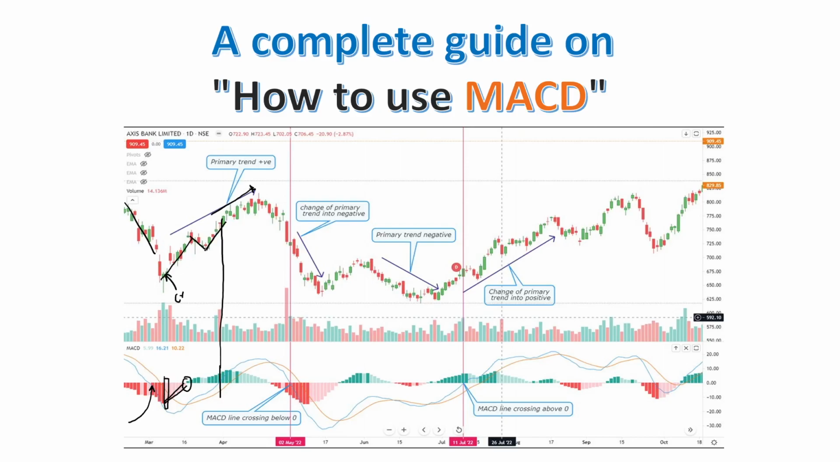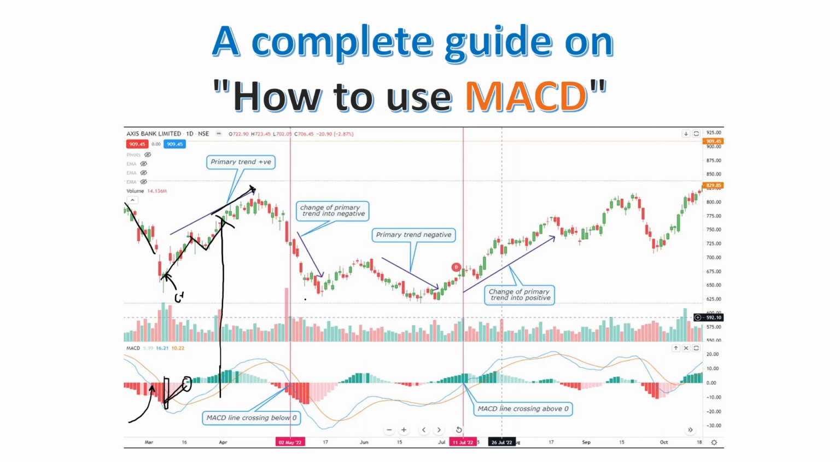This was the point when we got the confirmation of the correction, and this is the point when we actually saw a trend reversal. So you see, all these different stages of any particular trend could be easily identified by using a simple indicator such as MACD. Over here again, we can see the change of primary trend into negative.